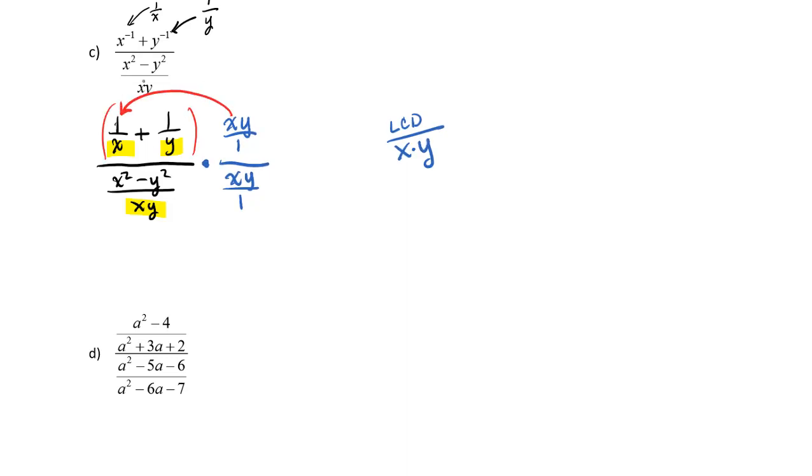If I distribute xy into my first term in the numerator, I'll have xy over x. That will reduce to a y. Now I will distribute the xy to the 1 over y. That will reduce, and I will have an x.